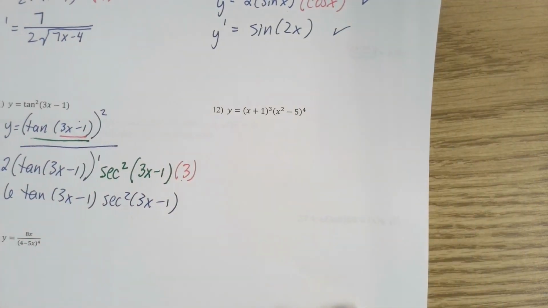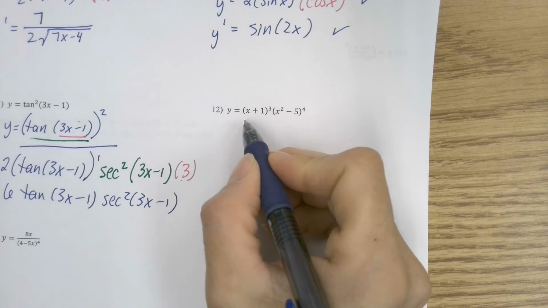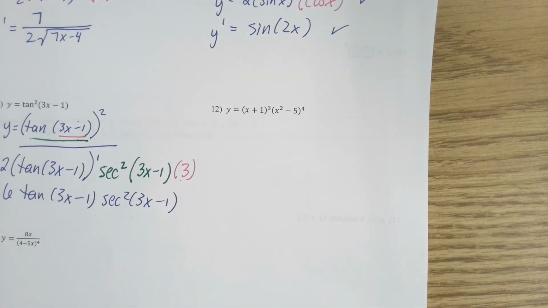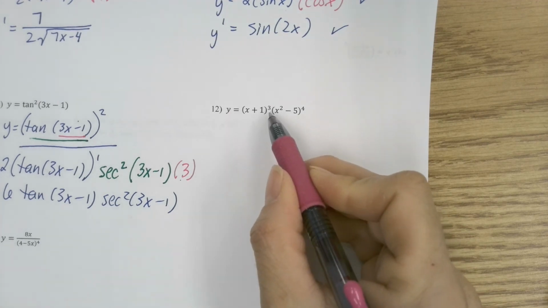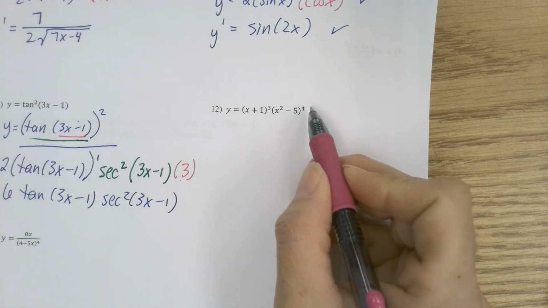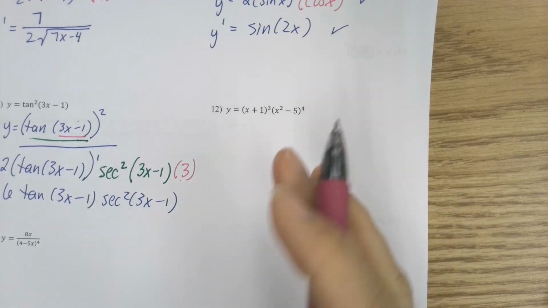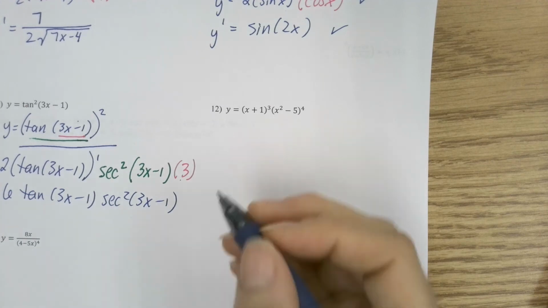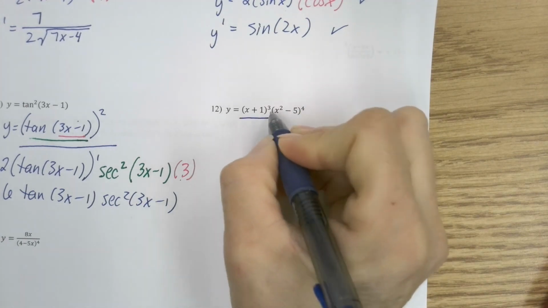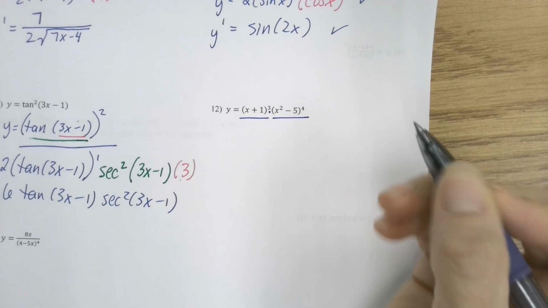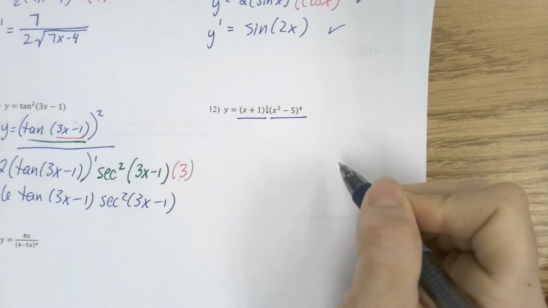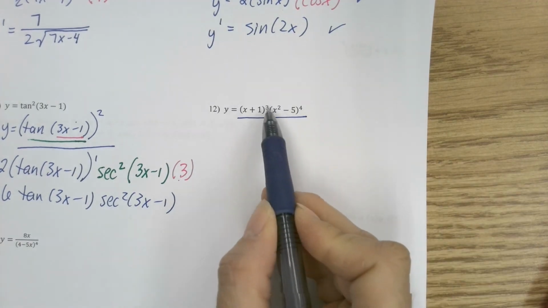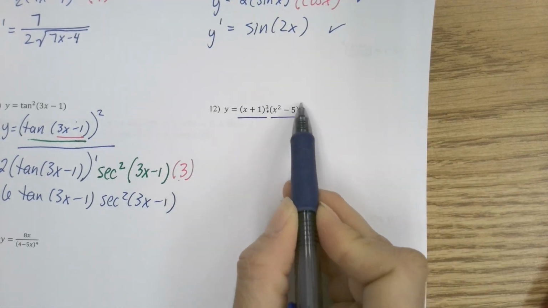Okay, take a look at example number 12. So now I've got a function within a function. We have x plus 1 within a cubed, and we have x squared minus 5 within a fourth power. But the bigger picture is that we actually have a product rule. So we have an expression times an expression, which means I'm actually going to start this one with a product rule. And then when you do your product rule, we take the first function times the derivative of the second.